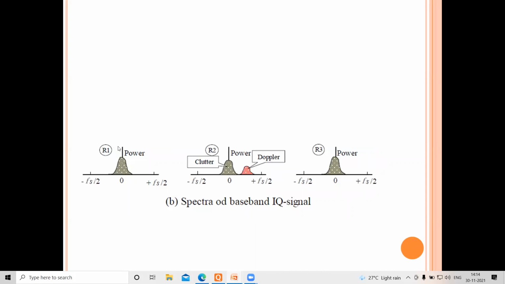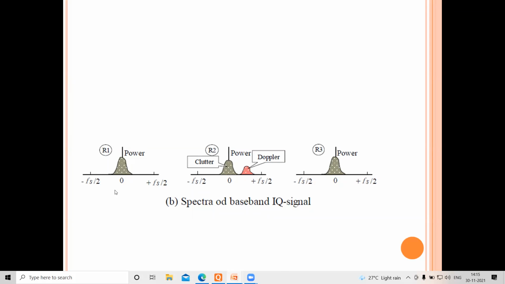So this is what it is. If you are talking of a power and your signal, the spectrum will be between Fs by 2 and minus Fs by 2. But when clutter is introduced, there is a shift in your Doppler, and therefore it becomes a problem. Then you will not be able to do this.